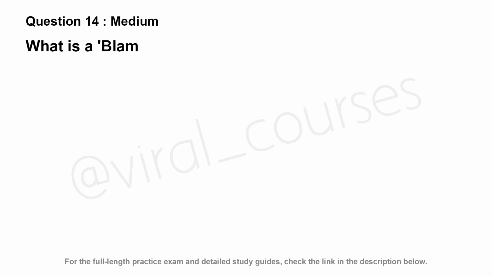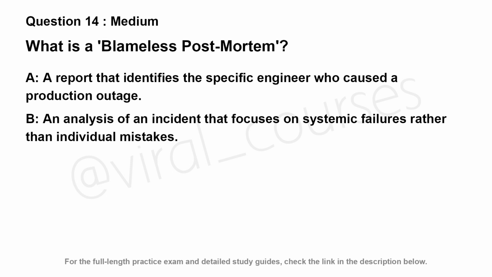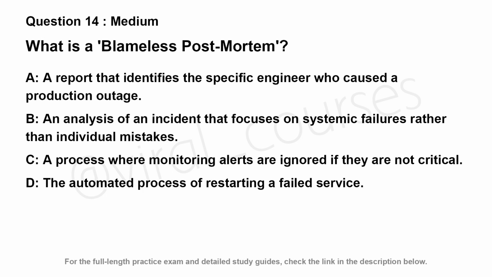What is a blameless post-mortem? Option A. A report that identifies the specific engineer who caused a production outage. Option B. An analysis of an incident that focuses on systemic failures rather than individual mistakes. Option C. A process where monitoring alerts are ignored if they are not critical. Option D. The automated process of restarting a failed service.